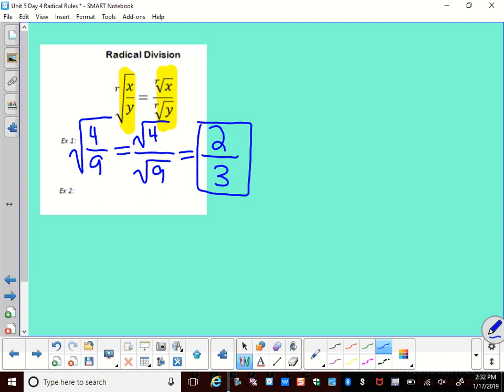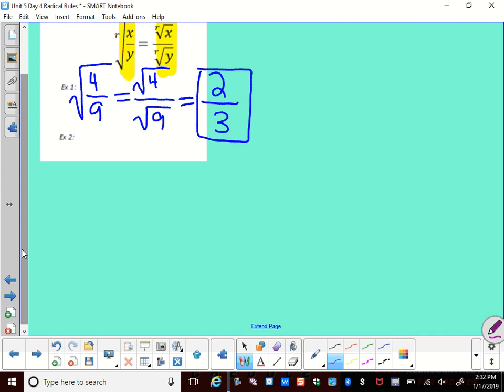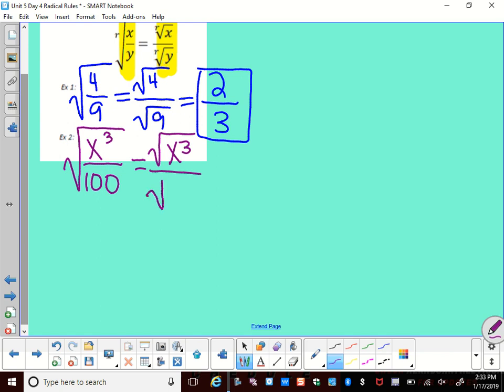This is where it gets a little bit more complex. My second example. If I have x cubed divided by 100, we absolutely will want to separate these 2 radicals. So I have the square root of x cubed divided by the square root of 100. All I did was just separate it.